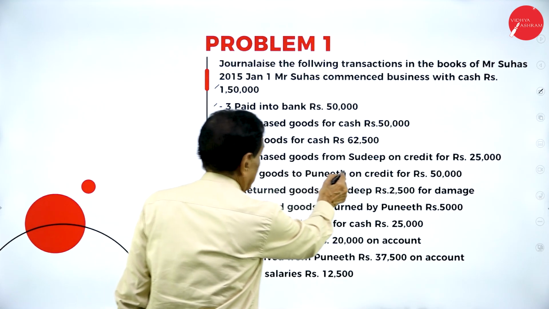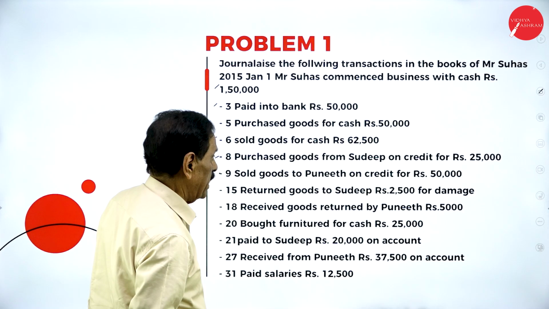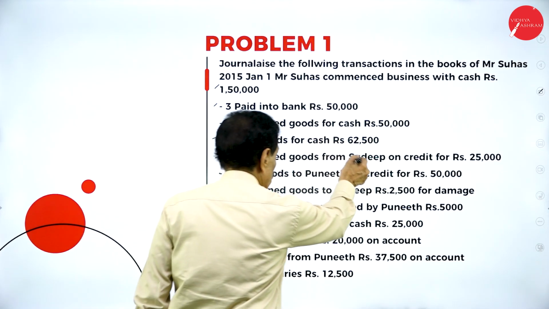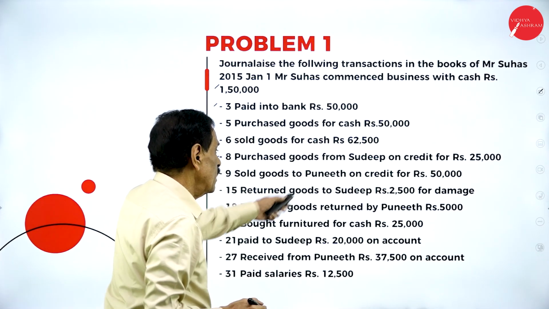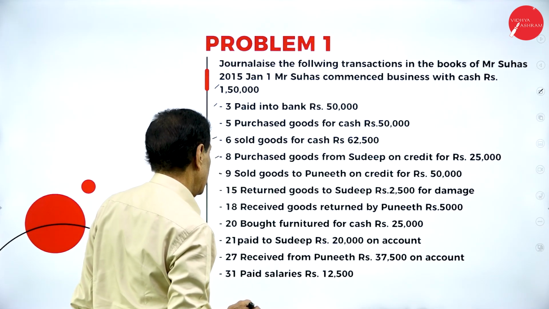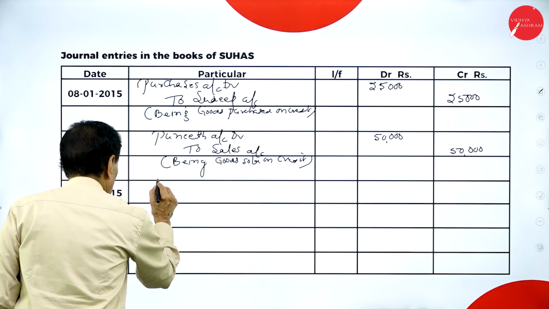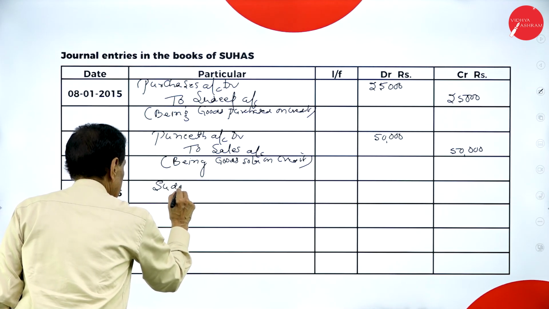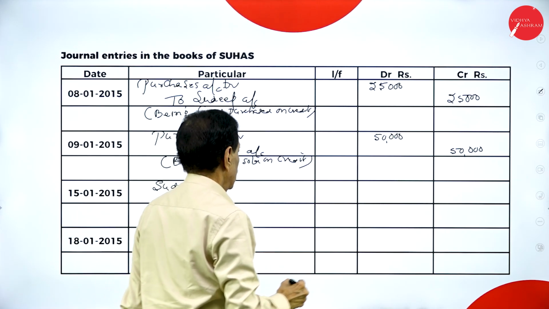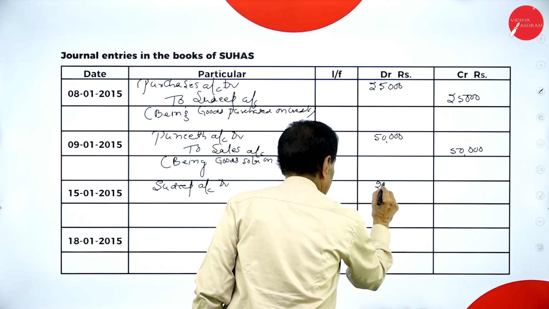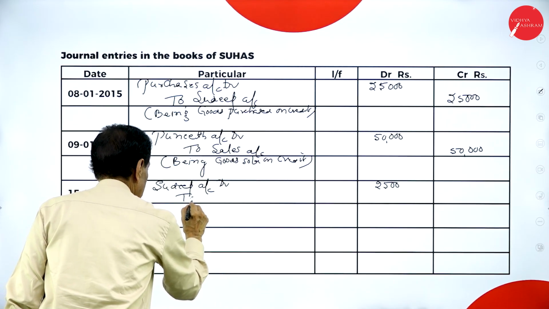So here one entry is there. We purchase the goods. We return the goods to Sudeep means what is the purchases return? Who is the receiver? Sudeep is the receiver. Return goods to Sudeep is a purchases return. Entry 2,500. Sudeep account debtor $2,500 to purchases return.